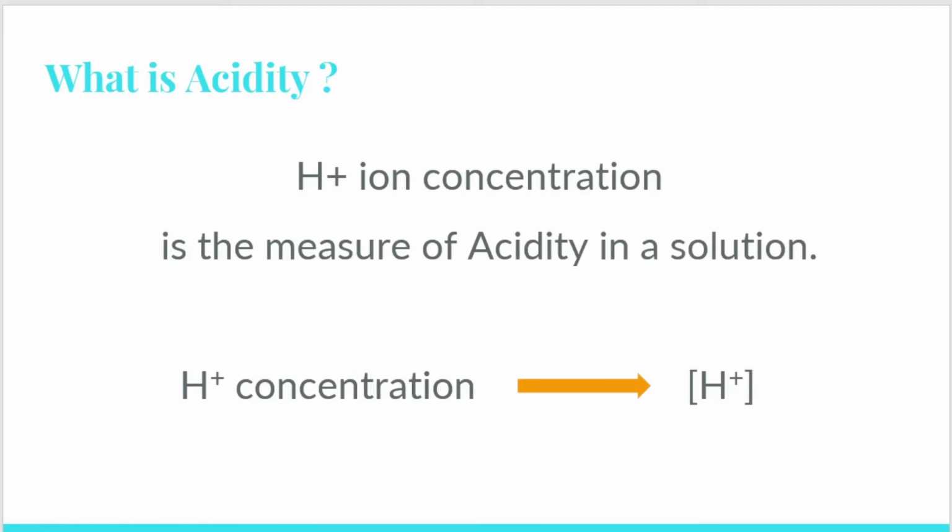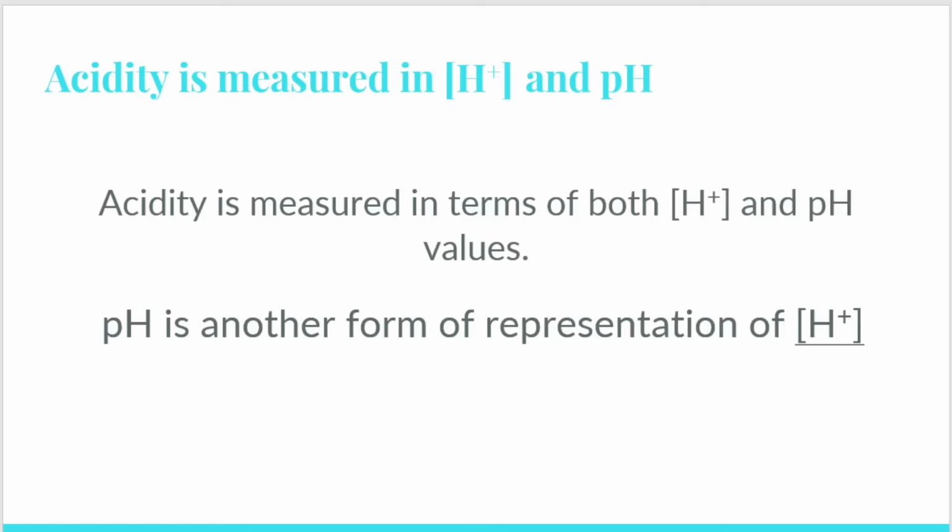What is acidity? Acidity is expressed as the hydrogen ion concentration in an acidic solution or in any solution. And we can represent the hydrogen ion concentration in terms of this symbol right here. So how do we measure acidity? Acidity is measured in terms of hydrogen ion concentrations and pH values, where pH values or pH is another form of representing hydrogen ion concentrations, and we'll get to that in further detail later in this video.